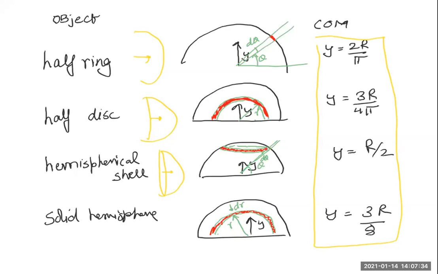But these four values you should remember, because in any test you are not going to really derive 2r by pi or 3r by 4 pi. And these values will have direct appearance in the question.